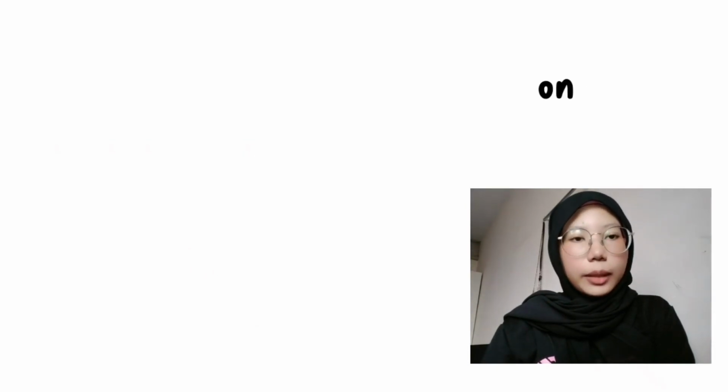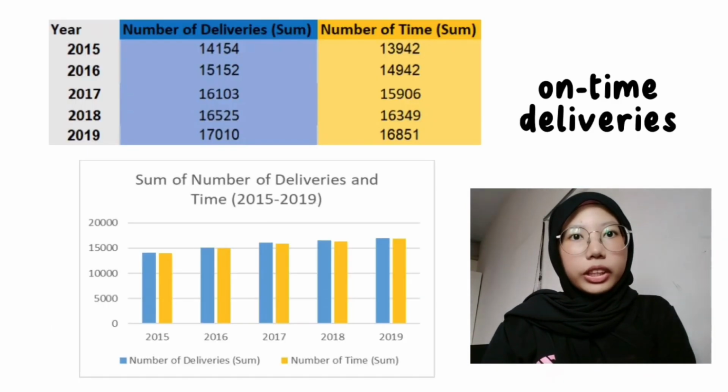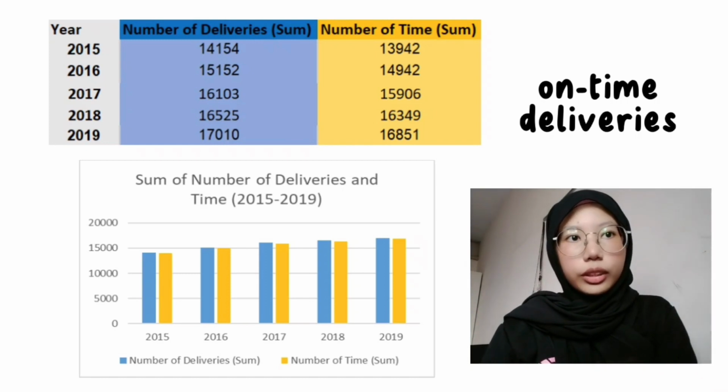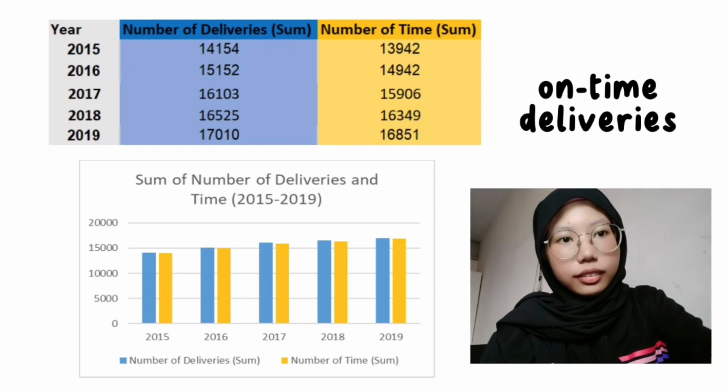Lastly is on-time delivery. The bar chart shows the sum of the number of deliveries and the sum of the number on time. In 2019, the total number of deliveries is the highest among all the years, which is 17010. Meanwhile, the sum of on time also has the highest number in the same year, 2019, which is 16851. Both of them keep increasing from 2016 until 2019.